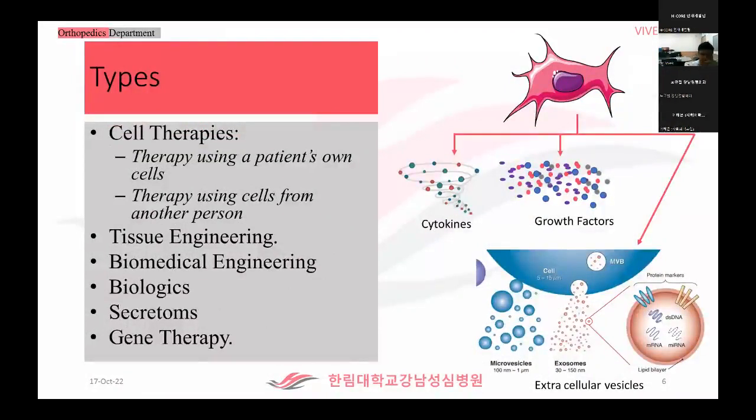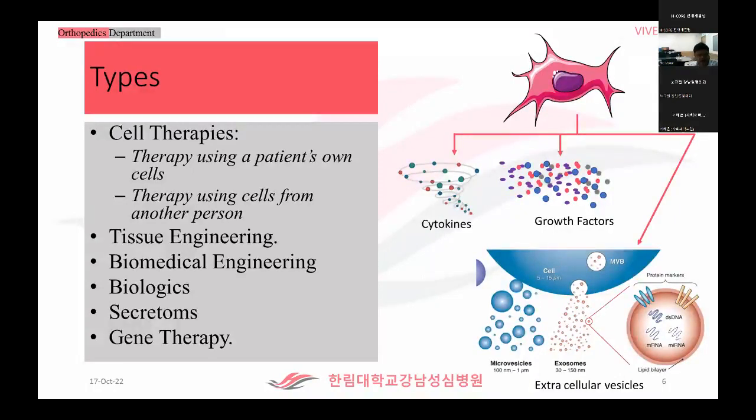There are several types of regenerative medicines or therapies available right now, and some are still under clinical trials. Some have been adopted and proven, as well as approved by the FDA. Cell-based therapy is very common, and among cell-based therapies, the most frequently used is PRP. You know very well, platelet-rich plasma.